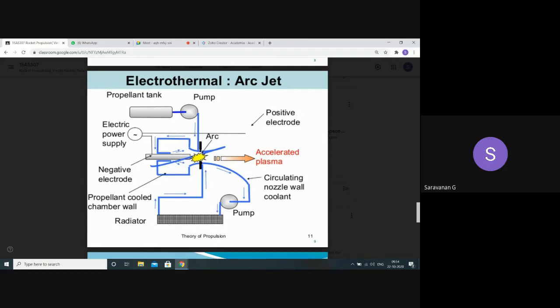The heated propellant is then fed to the inlet with a nozzle. In addition, if you want a cooling system, you will have a recirculation nozzle wall coolant method. That is meant for cooling the propellant as well as the chamber wall and nozzle, by using a pump along with the radiator, which cools the propellant. It is meant for maintaining the temperature of the chamber wall and nozzle. So this is the working of an electrothermal arcjet propulsion system.